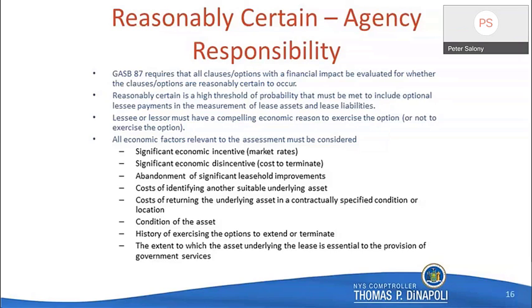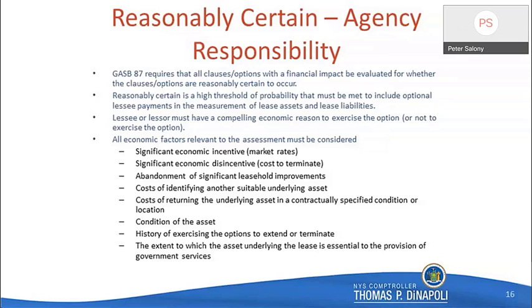Significant economic incentives, market rates. Say you have a renewal option in the lease and the rental payment in the option is lower than the current market rates, and you intend to stay in the building. Based on that, you'll be reasonably certain that you will exercise this renewal option. Condition of the asset. You may be leasing a piece of equipment that is well past its useful life. When the current lease term is up, you'll be looking to upgrade. In that case, you're reasonably certain that you're not going to exercise any renewal options.